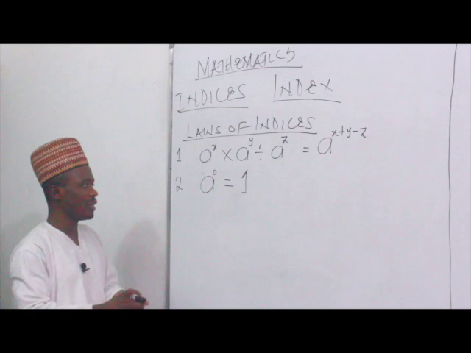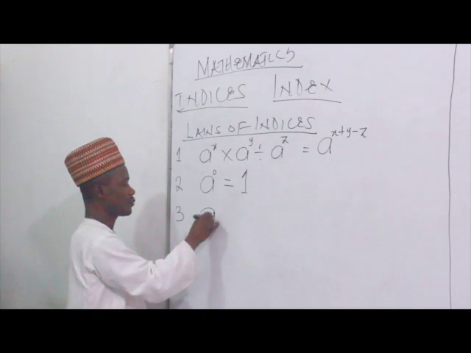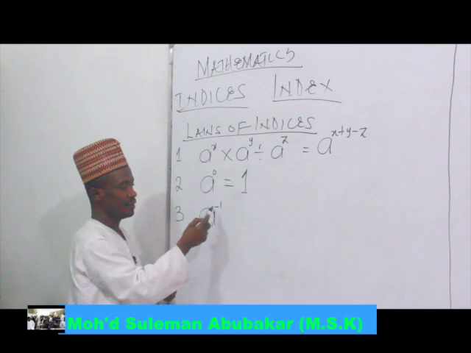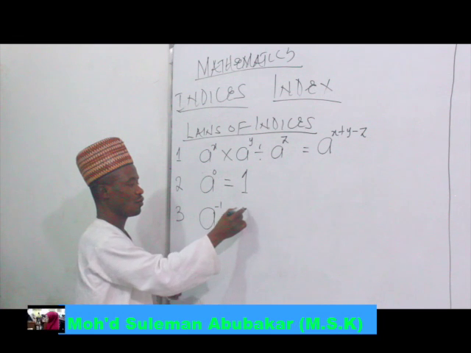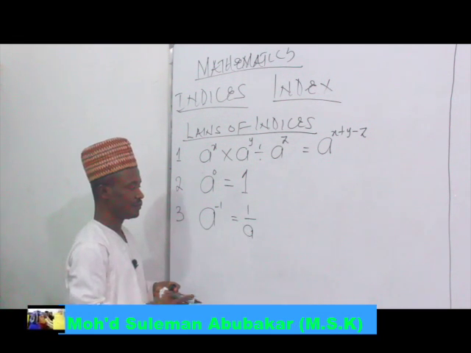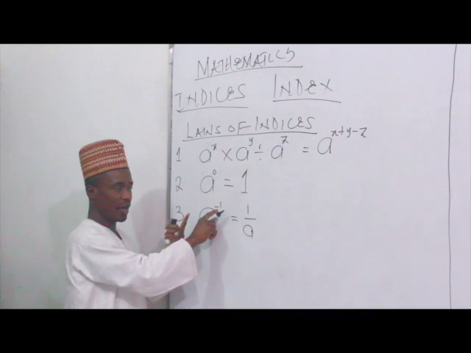But there are other laws of indices. For example, number 3 says a raised to the power of minus 1. In this case, we have a negative index. This is the same thing as 1 over a. By taking a reciprocal, we've eliminated the negative sign.